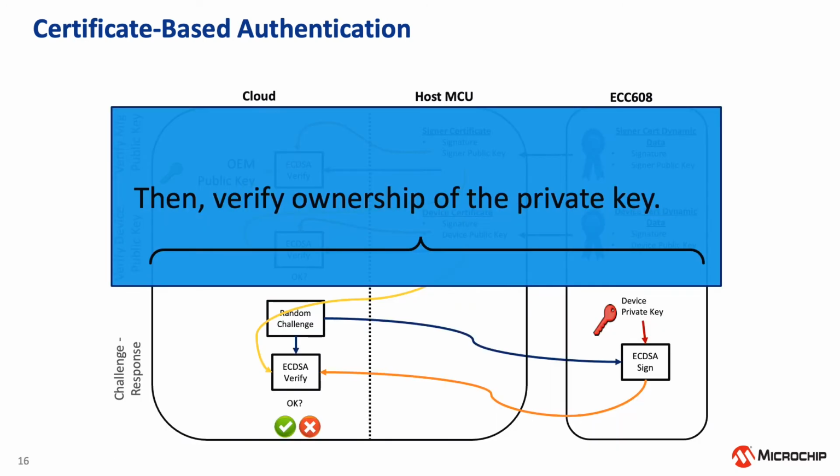Now we need to prove the identity of the device, and we need to verify the ownership of the private key. Who owns the private key, and can I trust you? So what the cloud will do, it'll send a random challenge that will be signed with an ECDSA sign that will then be verified with the device public key. Once that session is complete, we close the authentication, and now we can push data safely.